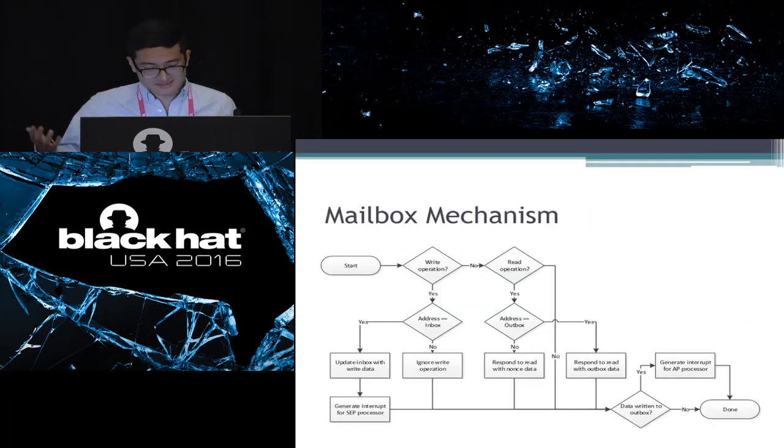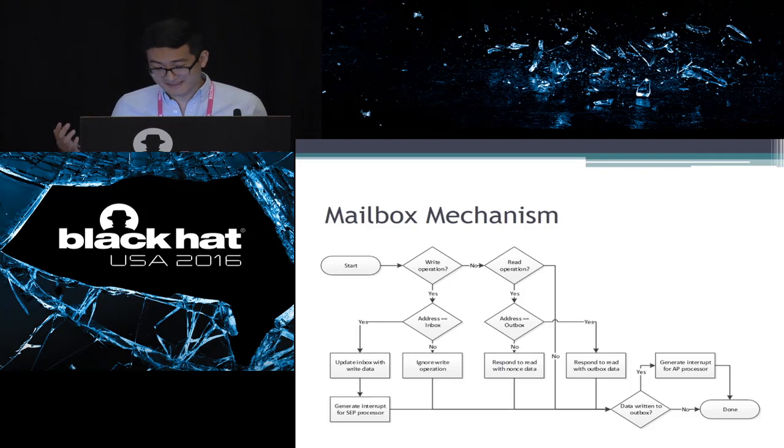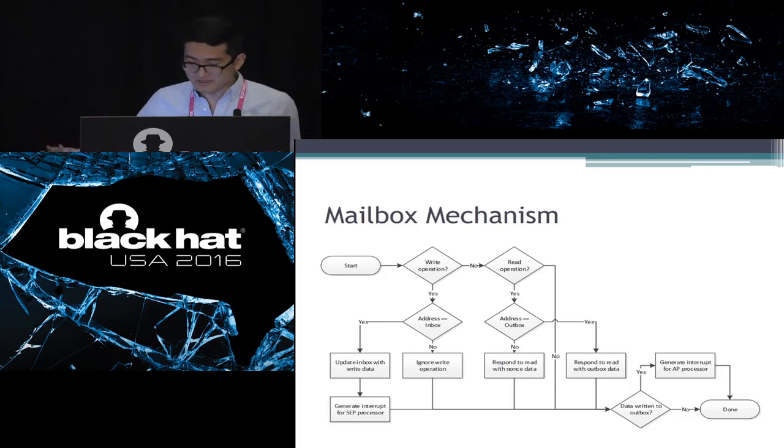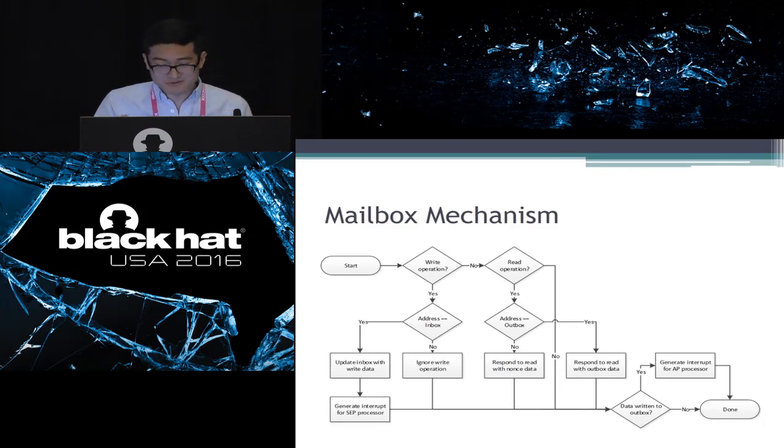So this is a chart that's very much like a chart in one of Apple's patents, and it just illustrates that the mailbox mechanism and the filtering mechanism seem tightly interwoven. Especially since, when the AP tries to read an address that's not the outbox register, the filter responds with what Apple calls nonce data, which in practice is just all zeros.